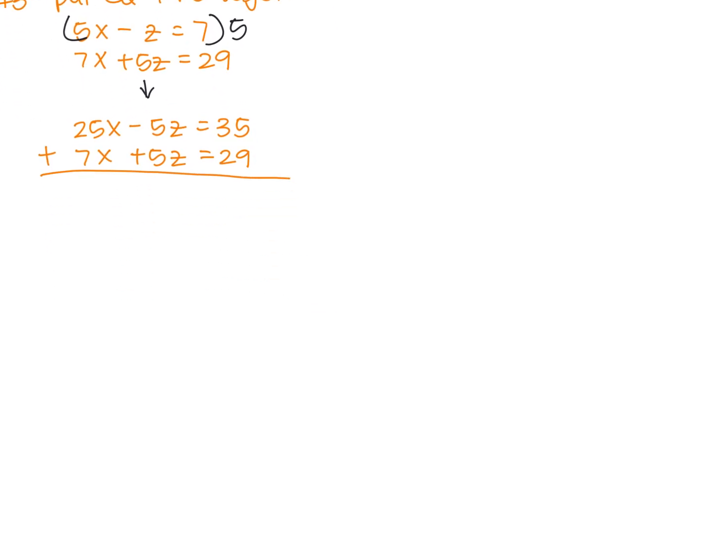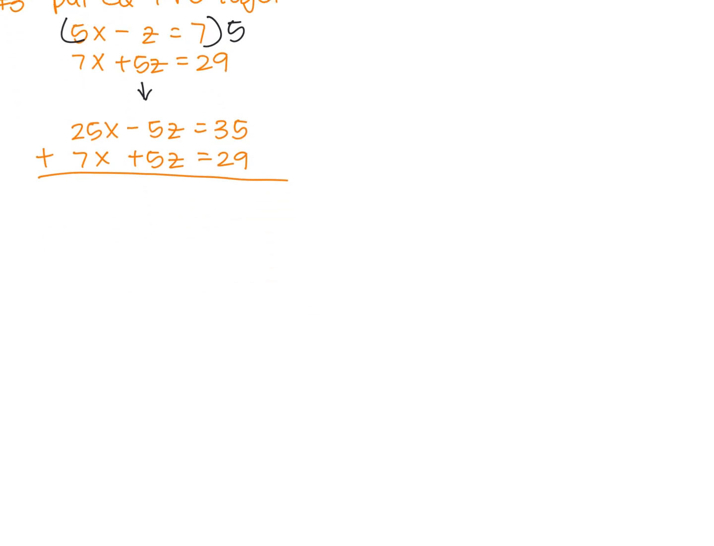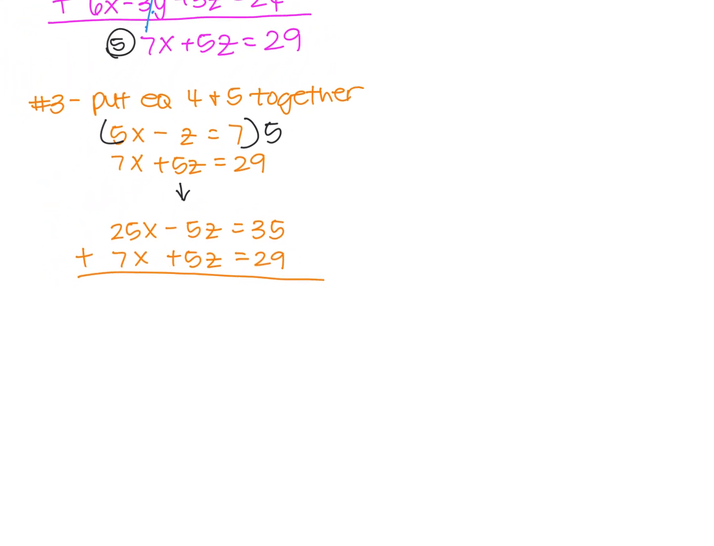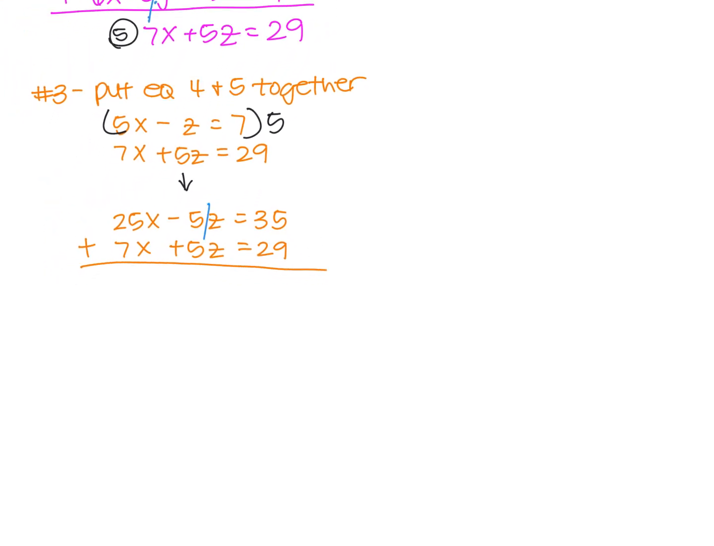Right, so we're going to cancel. So, yep. Oh, yeah, sorry. Is that okay? Okay. I'm going to cancel my z's. And I have, what, 32x equals 64. So what does x equal? 2. So we got a variable.